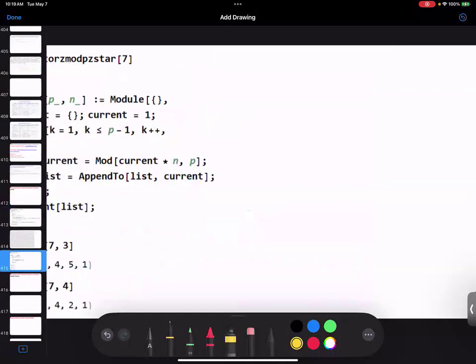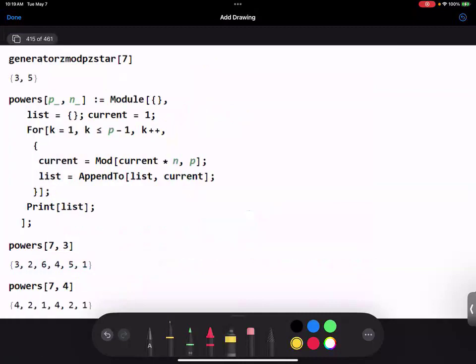Okay. The next is I wrote a really simple code to list all the powers of a number mod p. For example, if I run my generator program with the prime 7, it tells me 3 and 5 are generators. So let me check. Let me look at the powers of 3 mod 7 and the powers of 4 mod 7. We see the powers of 3 mod 7 are 3, 2, 6, 4, 5, 1. Yes, 3 generates. And the powers of 4 are 4, 2, 1, 4, 2, 1. 4 doesn't generate. It's always good to check and make sure things are reasonable.